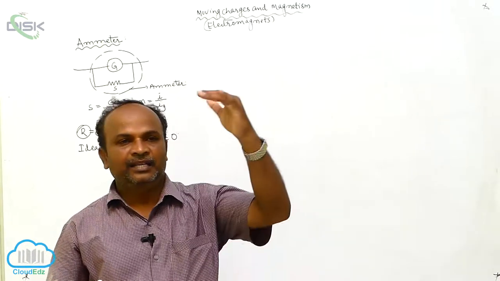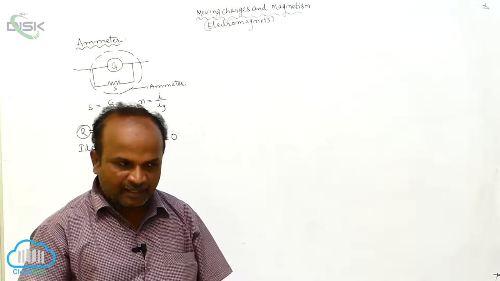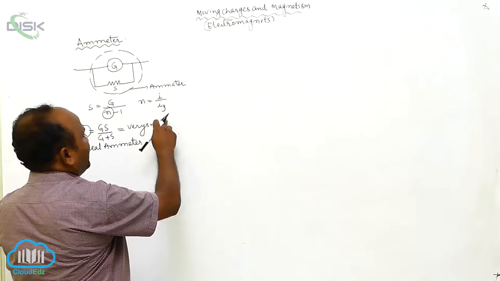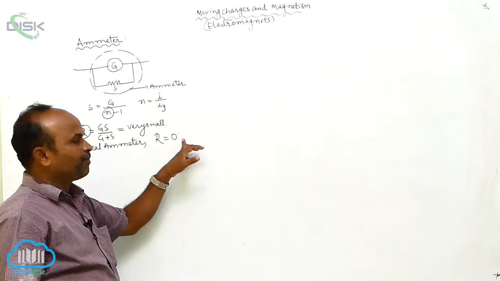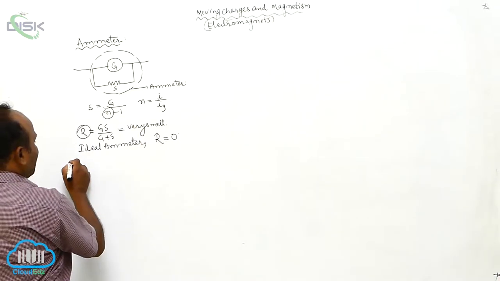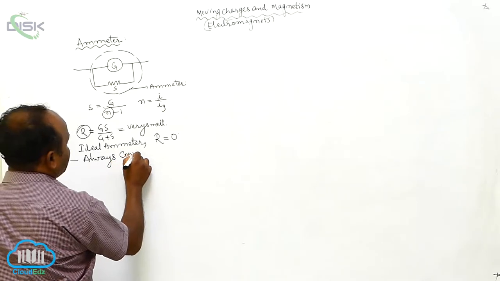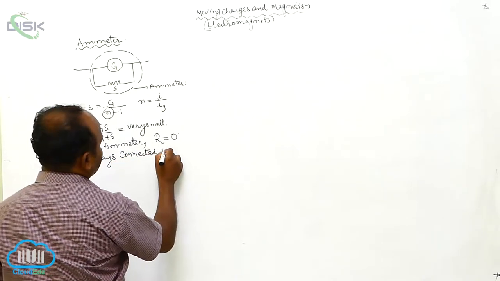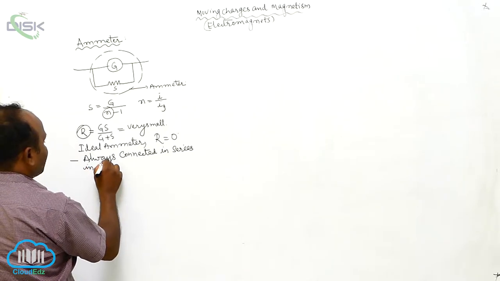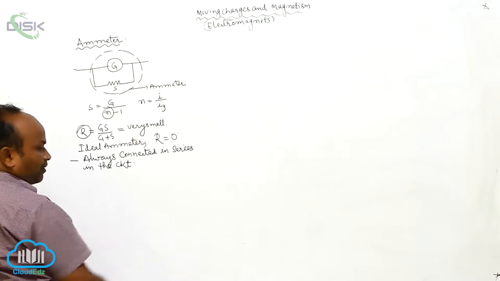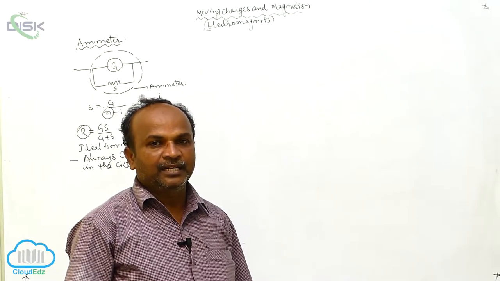Now, galvanometer has the highest resistance and the shunt has the lowest resistance. Both are connected in parallel in ammeter. Therefore, the resistance is very small. For considering an ideal ammeter, what is the resistance value? Zero. Next one. This ammeter is always connected in series in the electrical circuit. While measuring the current, ammeter must be connected in series.